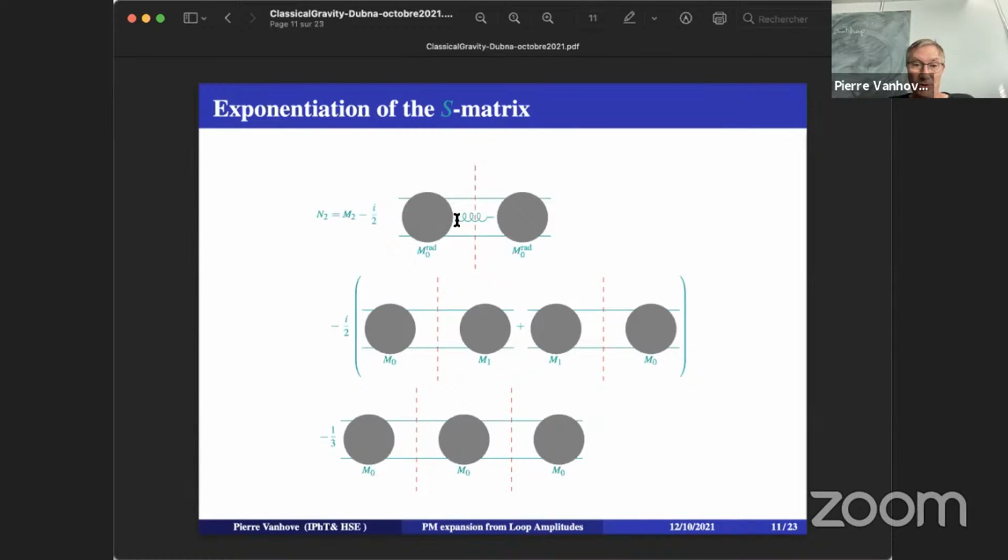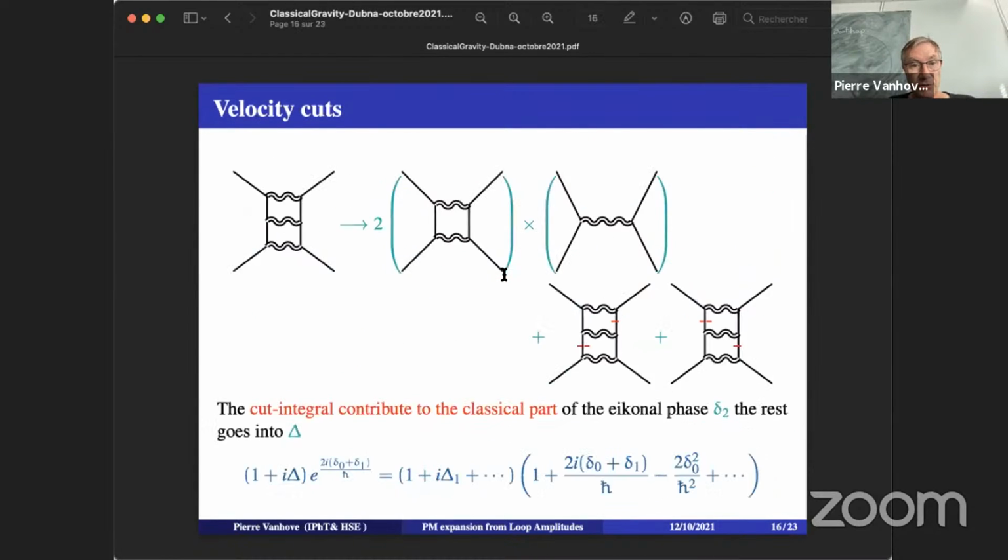It depends on the way you think about it. Either you see this graph as a graph where you have emitted a graviton and then reabsorbed it to make this complete 2-to-2 scattering, or you cut that graph in the middle and see that there is something like emitting a graviton. And I can have contributions with graviton lines that go differently. They correspond to what people call the radiation reaction.